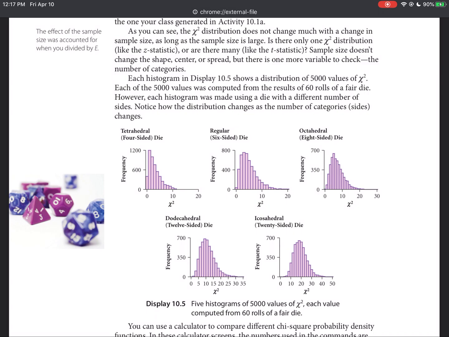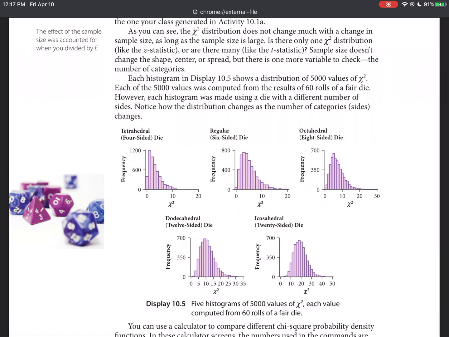You don't have control over that. If my goal is to test and see that a 6-sided die is fair, I can't make it a 12 or a 20-sided die just to make sure that the result is more normal. But the good news is we don't really care about the distribution being normal because the calculator has the ability to take into account what the distribution looks like based on the number of outcomes.